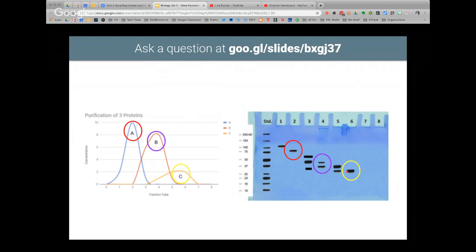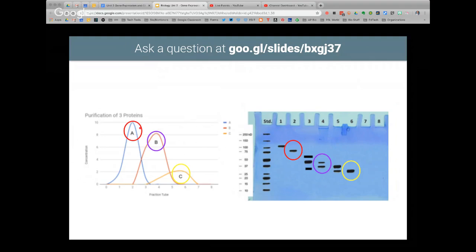Now, we could also say, well, C is smaller than A because it went farther down the gel than this band did, and the graph backs us up. C fell out in fraction 6, whereas A fell out mostly in fraction 2. A is a bigger protein than C.